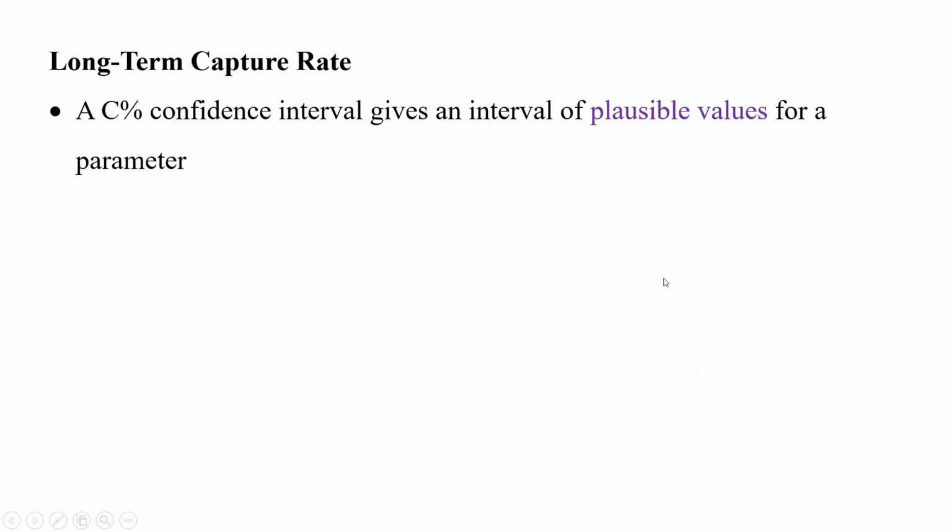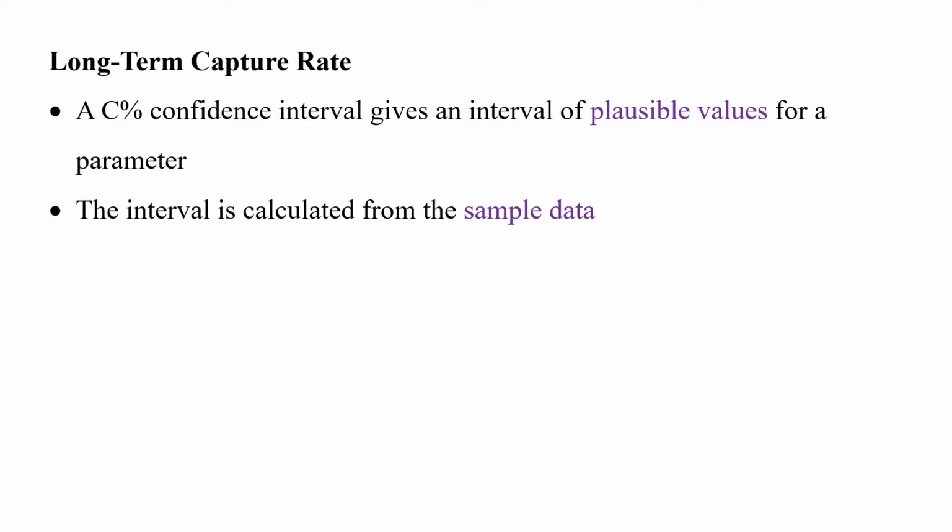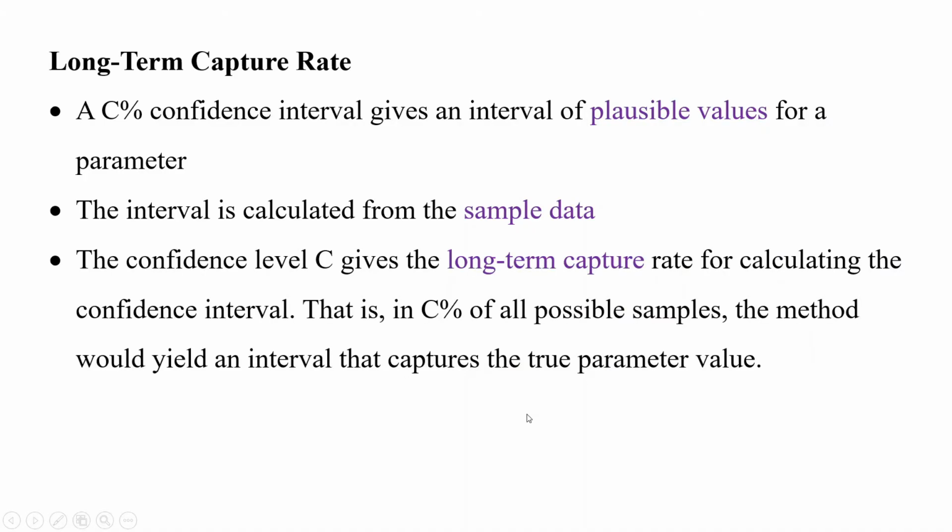Okay? A C% confidence interval gives plausible values for a parameter. Okay? And the interval that we create is calculated from sampled data. That confidence level gives the long-term capture rate for basically calculating the confidence interval. So one of the ways we interpret it is we say in C% of all possible samples, the sampling method we used would yield an interval that captures the true parameter in C% of all possible samples.